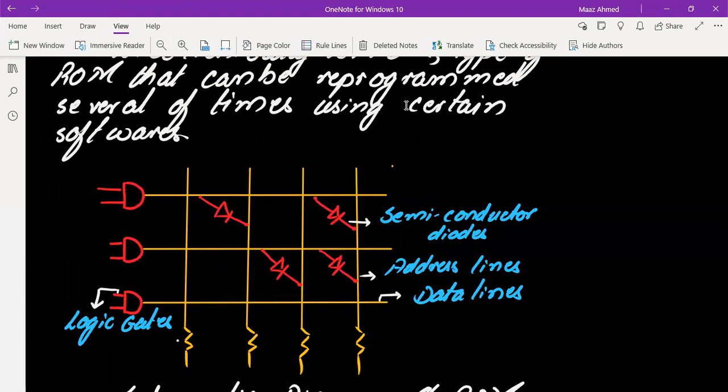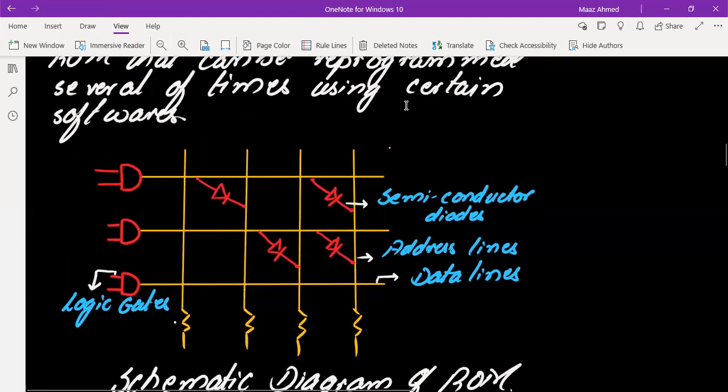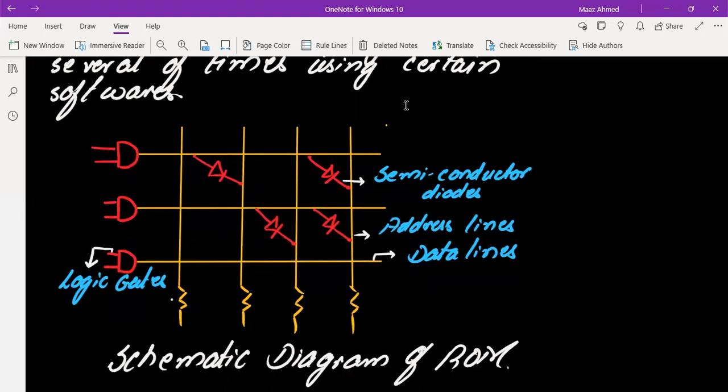Okay. And when we were talking about reprogramming, basically we were changing the location of these semiconductor diodes, because as we change the location of these semiconductor diodes, obviously the data and the address will also change, and obviously the execution will also change. Is it clear till over here? Any issues?